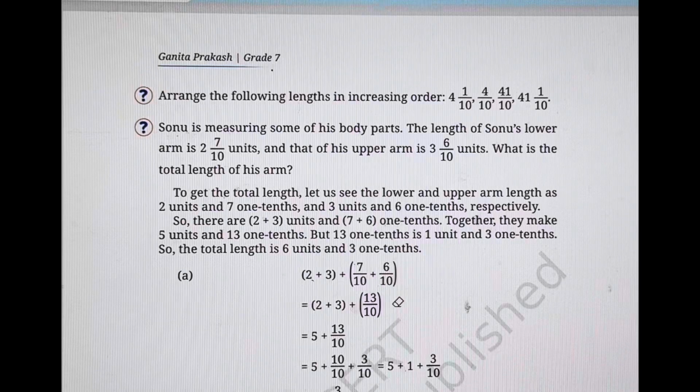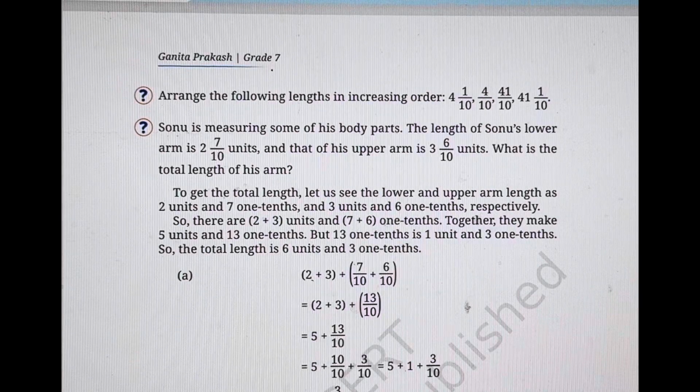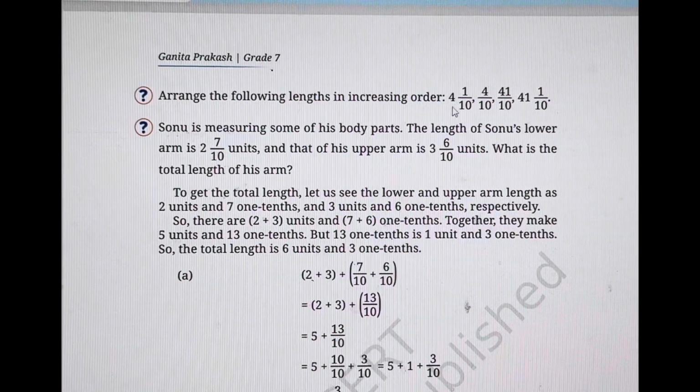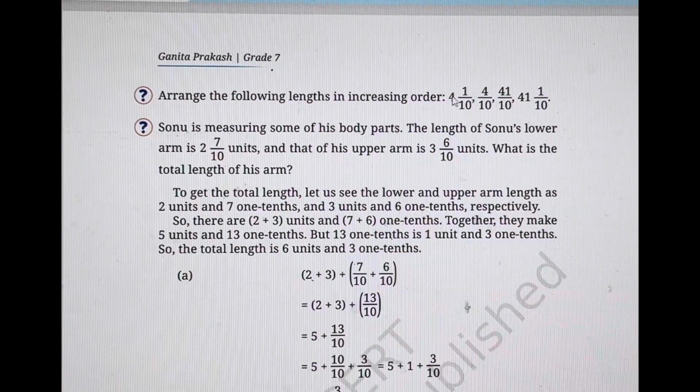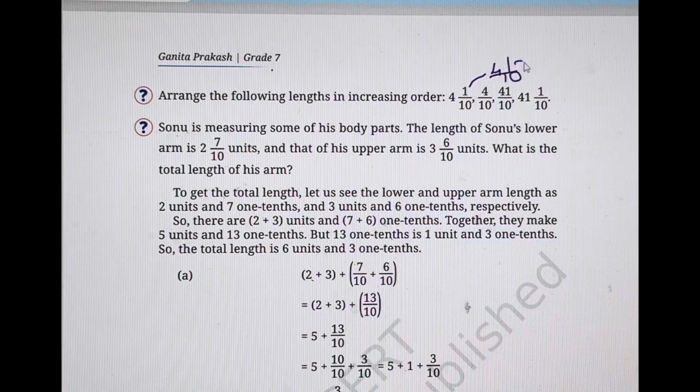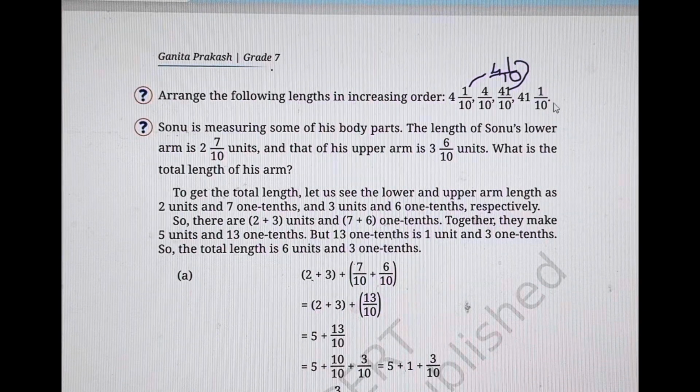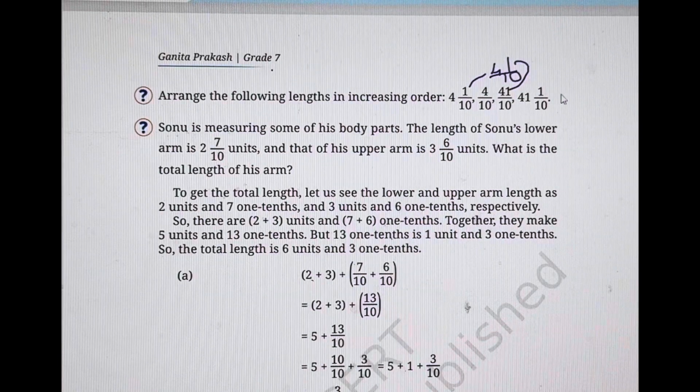Question is, arrange the following lengths in increasing order. Now if we look at these numbers, the first one is 4 whole 1 upon 10, right? If we convert this mixed fraction into an improper fraction, 10 fours are 40, 40 plus 1, 41. So this becomes 41 upon 10. This and the third one are the same. If you see the last one, that is 41 whole 1 upon 10. So we multiply 41 into 10 is 410 plus 1. So this will be 411 upon 10.